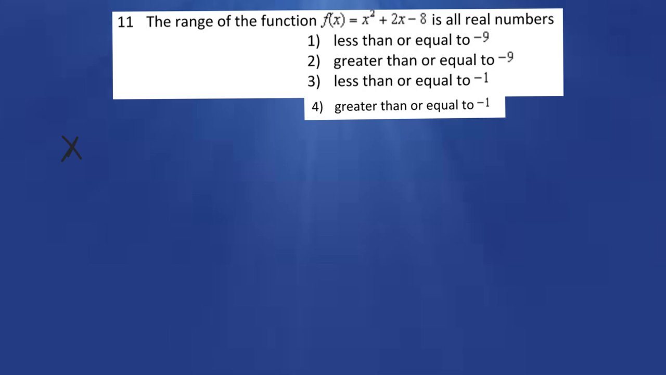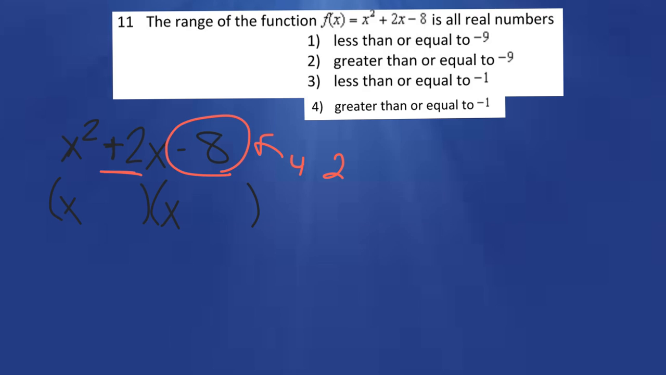Our function is x squared plus 2x minus 8. In order to find our x-intercepts, or our zeros, we're going to factor it. I like to start by drawing my two sets of brackets with my x's at the front. Then we're looking for two numbers that multiply to get negative 8 and add to get positive 2. To get negative 8, we could do 4 times 2, but one of them would have to be negative.